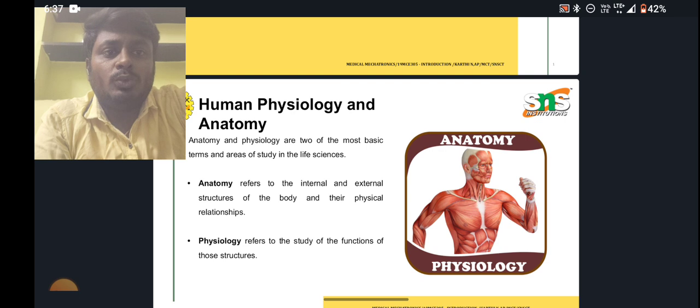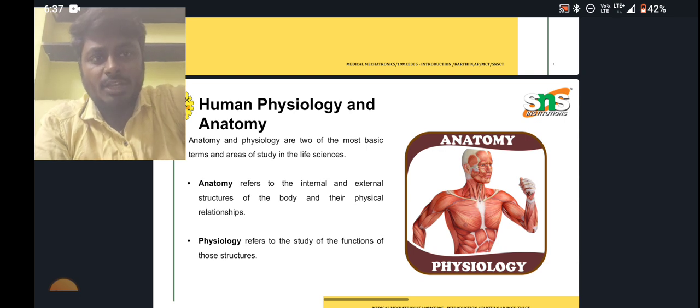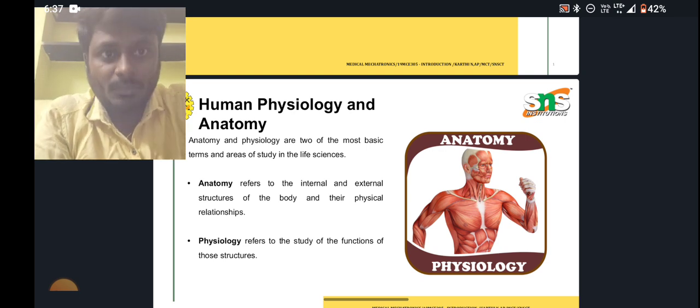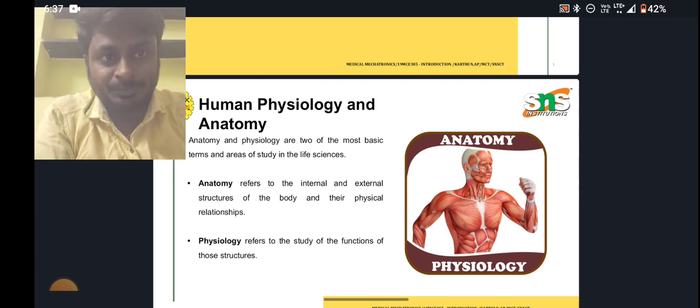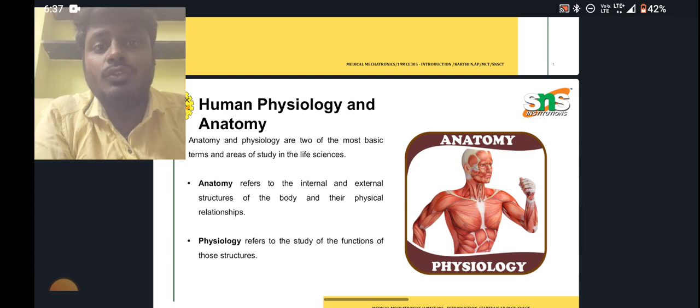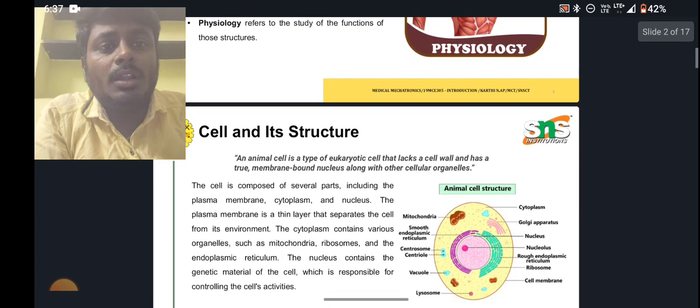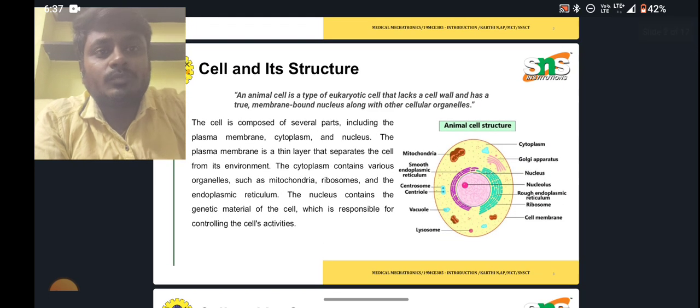Anatomy and physiology are two of the most basic terms and areas of study in the life sciences. Anatomy refers to the internal and external structures of the body and their physical relationships. Physiology refers to the study of the functions of the structures, which represent the human body's actions, followed by the cell and its structure.